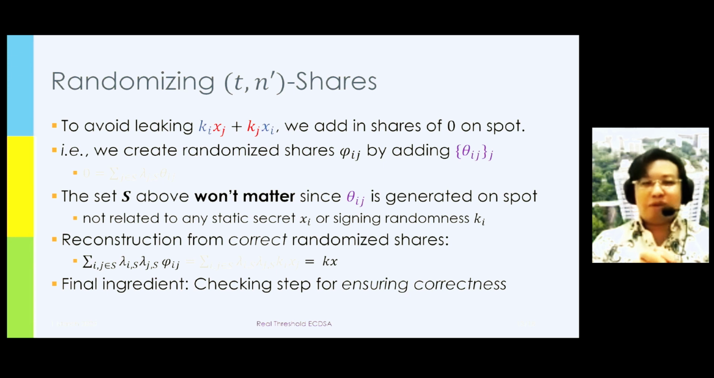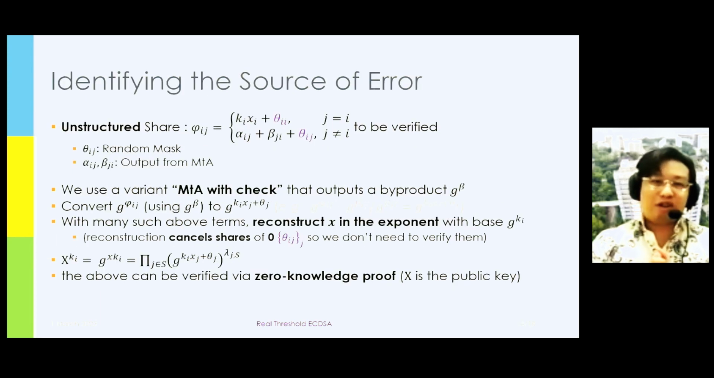So now it comes to the final ingredient I would like to share today, which is the checking step to ensure correctness. Time is limited, so let me quickly give you some idea. If we just deal with the secret shares, things are unstructured, so the upgrade we use is a variant called MTA with check, which will output a byproduct of g^alpha and g^beta. Alpha and beta are those alpha and beta we mentioned before.